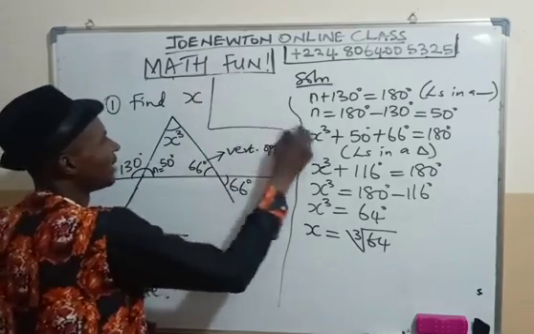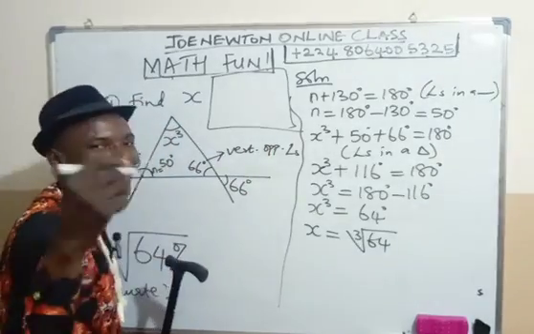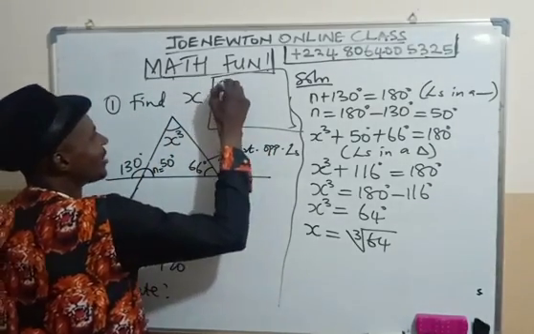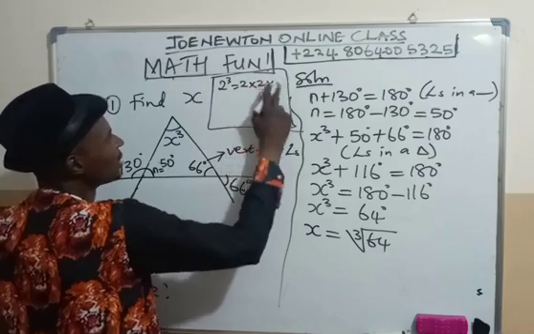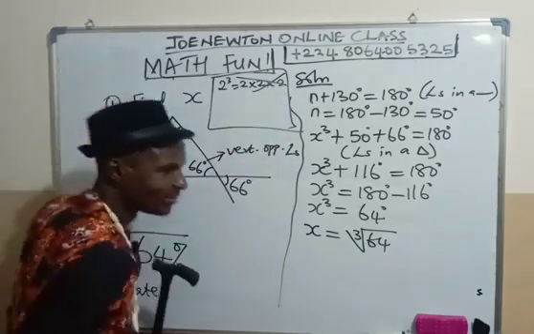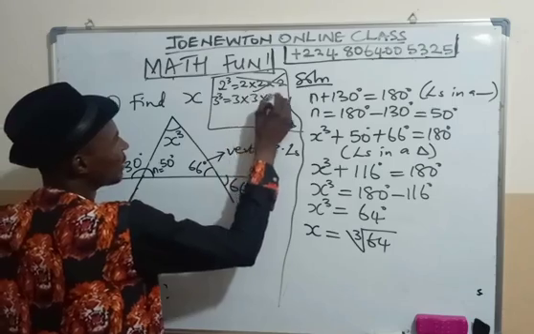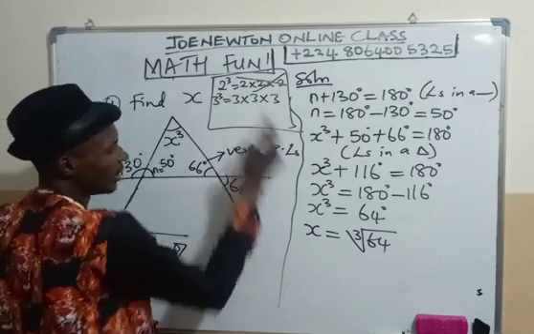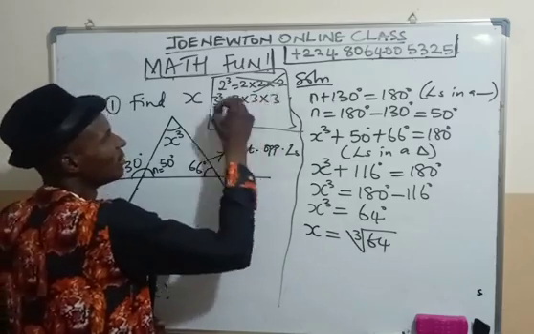Let us do it by simple guesswork. If you say 2 raised to the power 3, it will give you 2 times 2 times 2. 2 times 2 is 4. 4 times 2 is 8. So it doesn't work. 3 raised to the power 3 is 3 times 3 times 3. 3 times 3 is 9. 9 times 3 is 27. No.